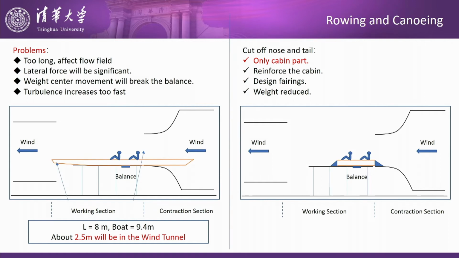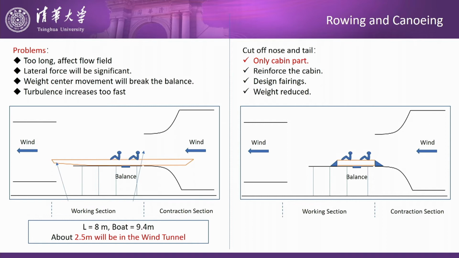The working section is already 8 meters long. It's already huge, but the boat is 9.4. It's double. If it's 8 people rowing, the boat is over 19 meters. It's too big, too heavy. And in rowing, the weight center of athletes is always changing, so it could break the balance. What we can do? We cut it. A very expensive boat, we just cut it.